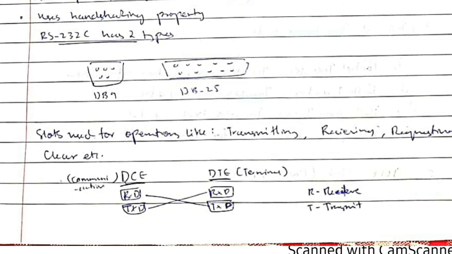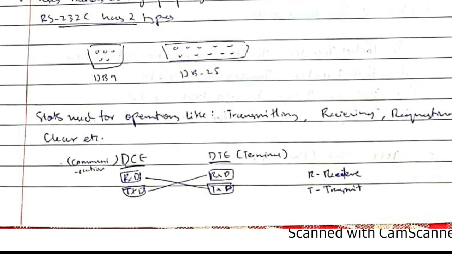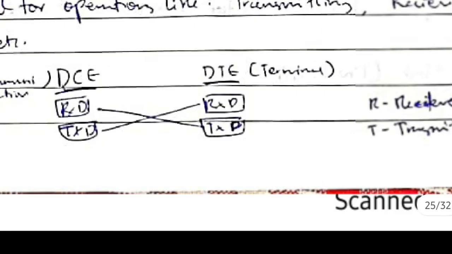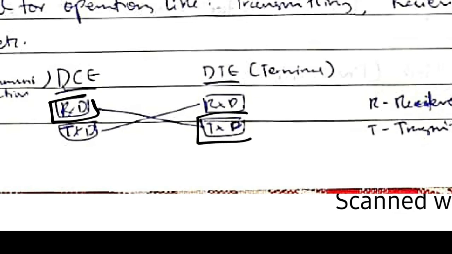Now let's give an example. Let's consider a small example for receiving and transmitting. For receiving, RxD is used, and for transmitting, TxD is used. This is the communication interface, and this is the terminal. In between both, the cross communication happens. That means the receiving end of this one is connected with the transmitting end of this one, and vice versa.